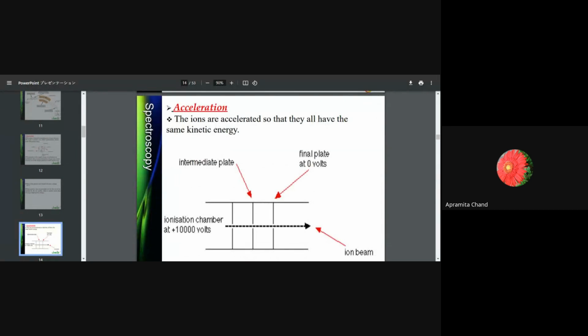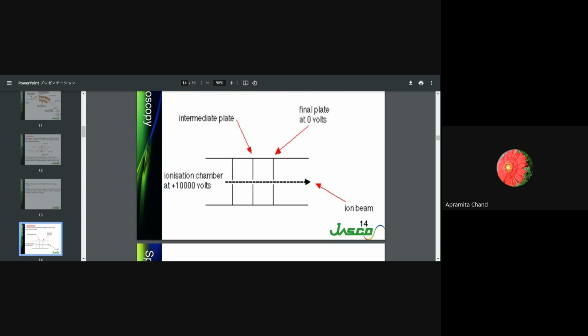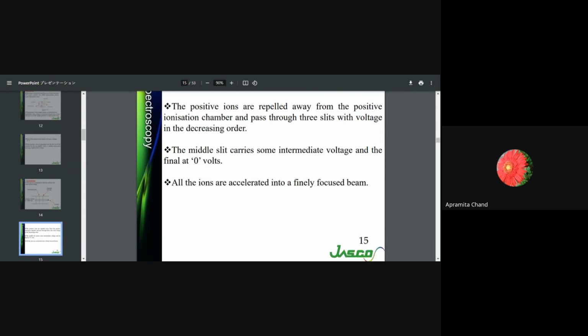Now how are these accelerated? We are coming out of the ionization chamber, but at the same time the acceleration also takes place. So the ions which are coming out will have the same kinetic energy. They are repelled away from the ionization chamber and then they pass through 3 slits with voltage in decreasing order. The middle slit carries some intermediate voltage and the final one is at 0 volts, and all the ions will be accelerated into a finely focused beam.